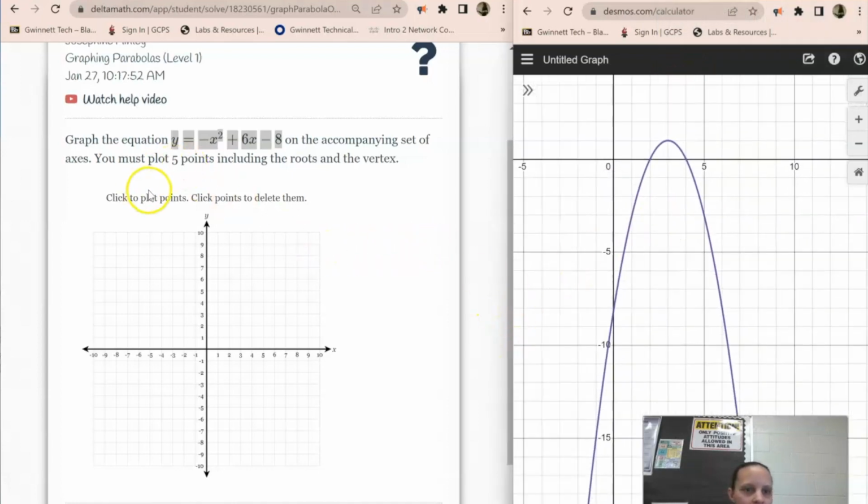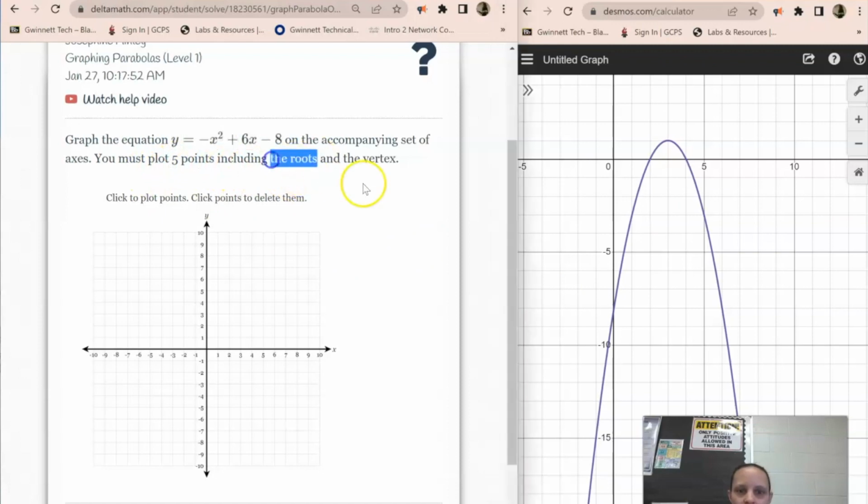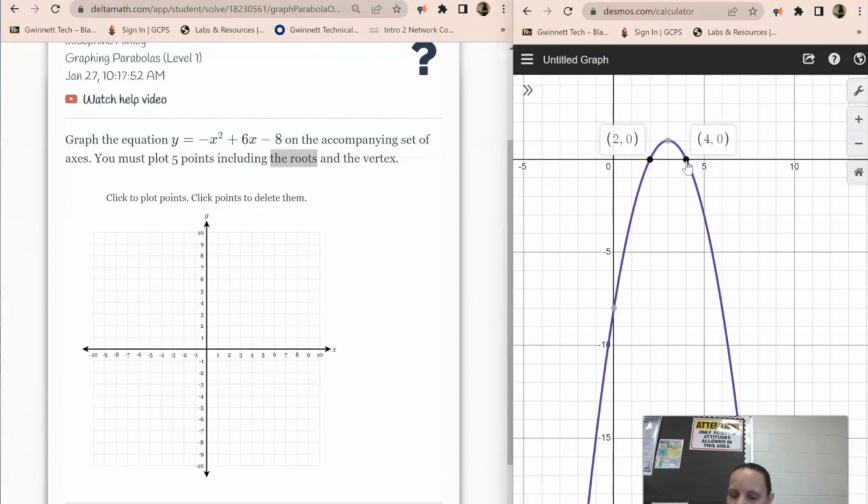All right, so plot 5 points including roots. So let's talk about the roots. So we're at the roots right here. Roots, x-intercept, solutions, or what am I missing? There's a fourth word, but I'm blanking right now. So let me plot those, okay? 2, 0, and 4, 0. Those are my roots. The vertex, all right, so go to the vertex, 3, 1.